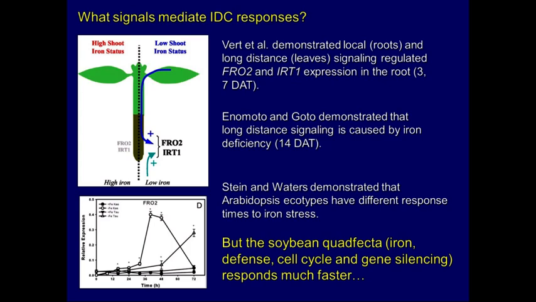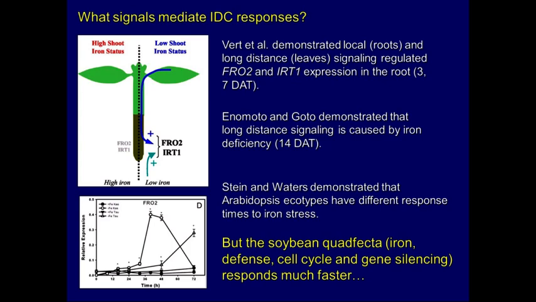So we went back to look at what we know about the models in Arabidopsis. Vert et al. did a study to show that iron, whether it was sufficiency or deficiency, was signaling from the shoot to the root and also locally in the root to induce iron uptake genes. And Emoto and Goto demonstrated that it was in fact low iron that was responsible for the signaling.